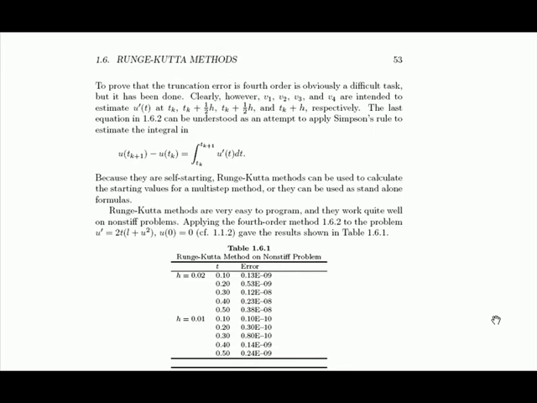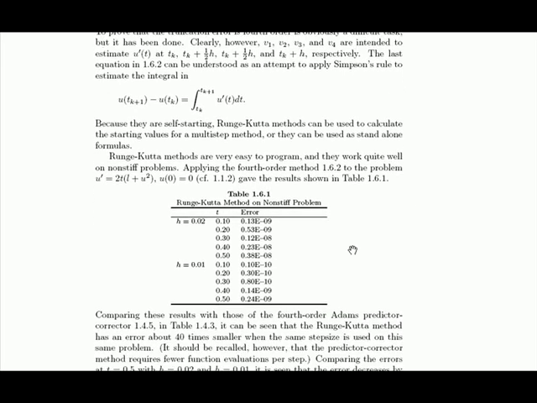Here are the results when this fourth order Runge-Kutta method is applied to our old problem u prime equals 2t times 1 plus u squared. That's the same problem we solved with Euler's method and the explicit Adams methods, or predictor corrector methods, and we use the same step size as before, and now the results are even better than the fourth order explicit methods. Get very good results here.